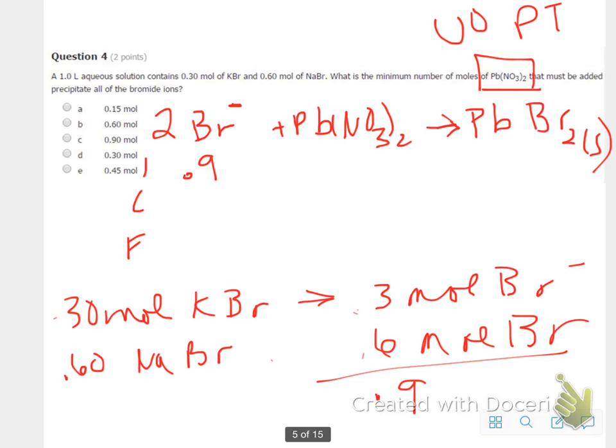And so if I have 0.9 of this, and I'm going to use it all, or precipitate it all, then I need half as much of this, or 0.45 moles. So the answer is E.